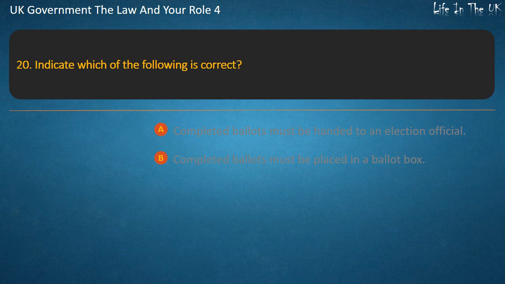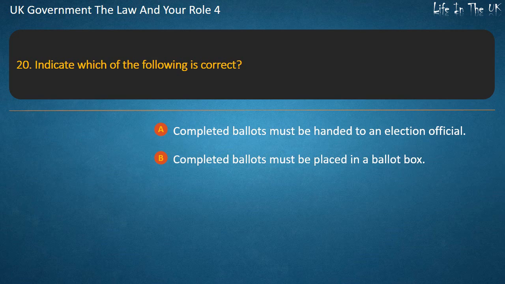Question 20. Indicate which of the following is correct. Completed ballots must be handed to an election official. Completed ballots must be placed in a ballot box. Answer. Completed ballots must be placed in a ballot box.